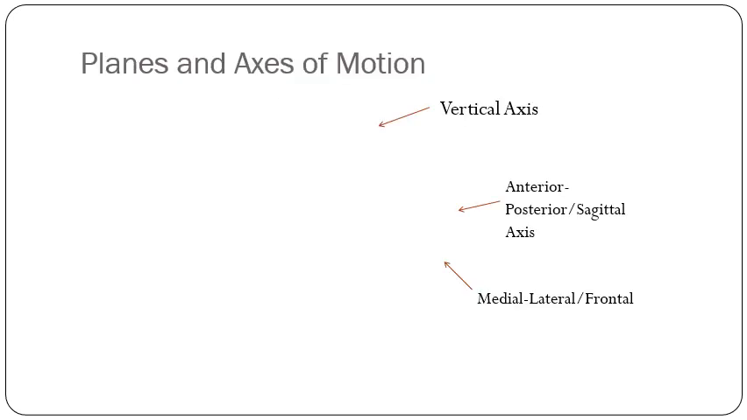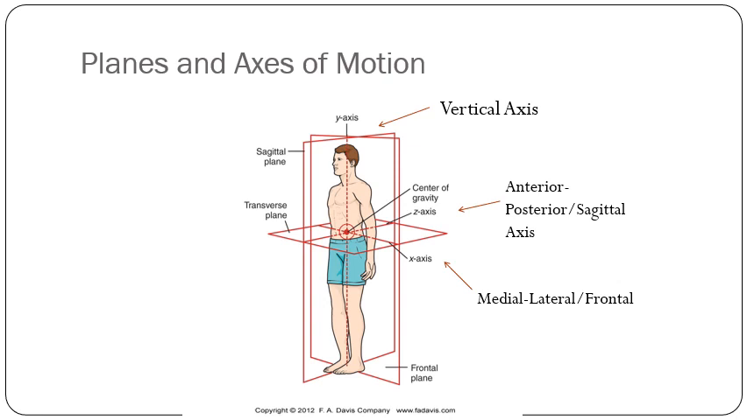Here's something that most everybody has probably already been exposed to at some point: the planes and axes of motion. The simplest way to look at this is that every motion the body does occurs through a plane and rotates around an axis, okay? You can see in the picture here we have both the planes and the axes illustrated.